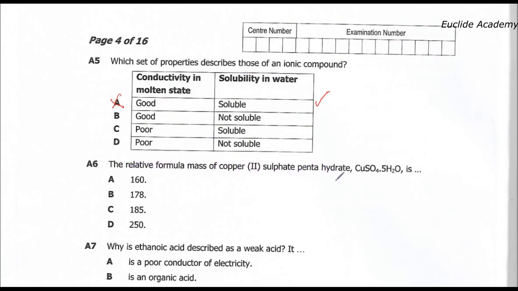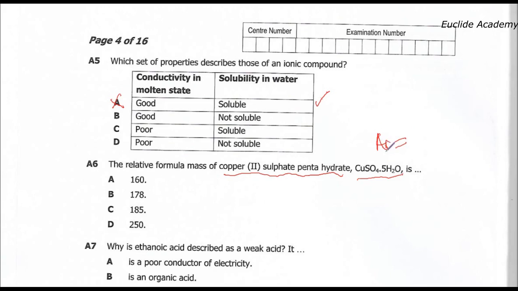5. The relative formula mass of copper 2 sulfate pentahydrate is, so this is the compound we are looking at, copper 2 sulfate pentahydrate, which has got this chemical formula. What is the relative formula mass? The relative formula mass is the total of the relative atomic masses of an ionic compound. So we have to find the relative atomic masses here, then find the total mass, and that will give us the relative formula mass.